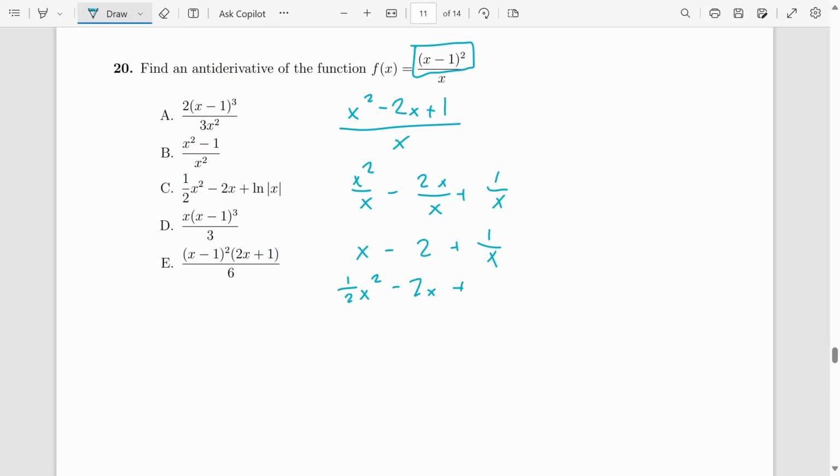And then this 1 over x, well, we know that the derivative of ln of x is equal to 1 over x, and we're going the opposite way around, so the integral of 1 over x is ln of x. And that is the answer.